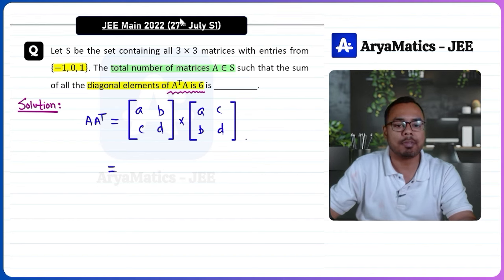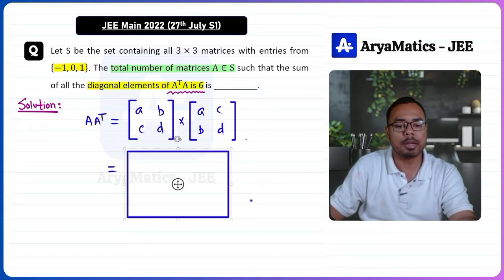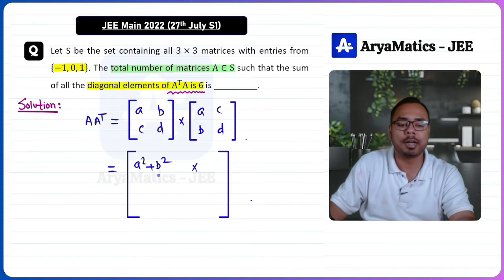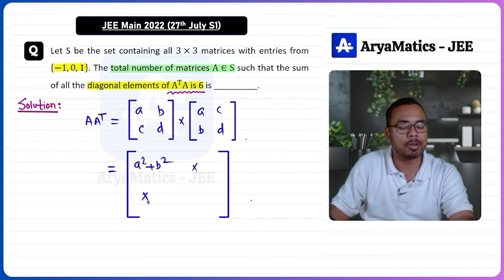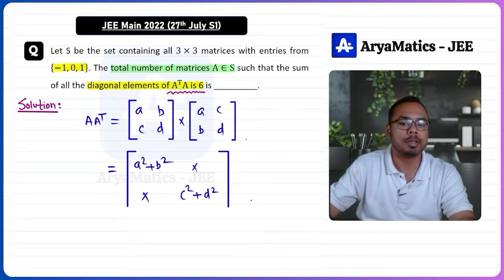Now here you can see that if I multiply these two matrices, then result will be another 2 cross 2 matrix, right? And in order to find the element of first row, first column, we have to multiply first row with first column. So here we'll get a square plus b square. First row, second column, we do not need because we are only interested in the trace of this matrix. Similarly, this entry also we do not need. Second row, second column, this will give us c square plus d square, right? So this is our matrix A into A transpose.